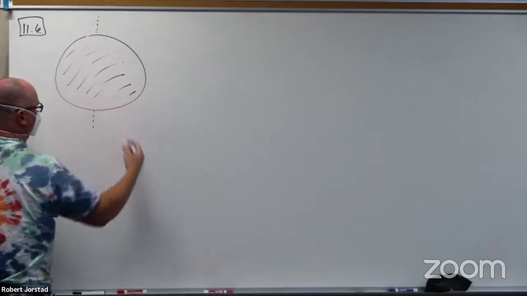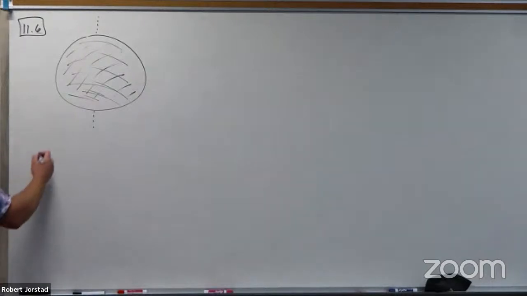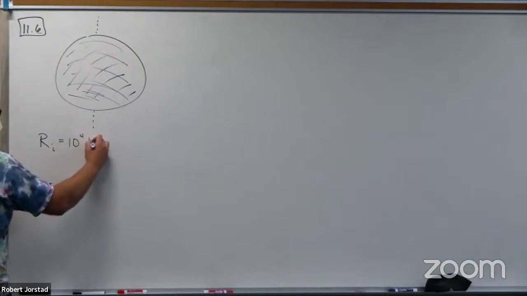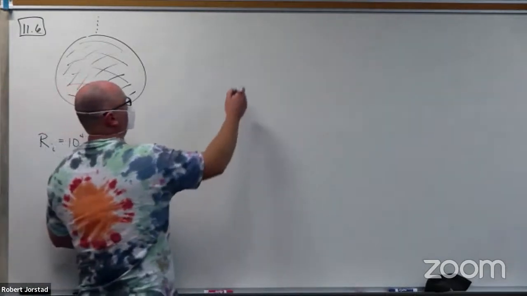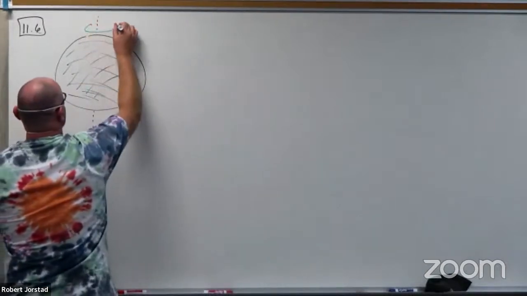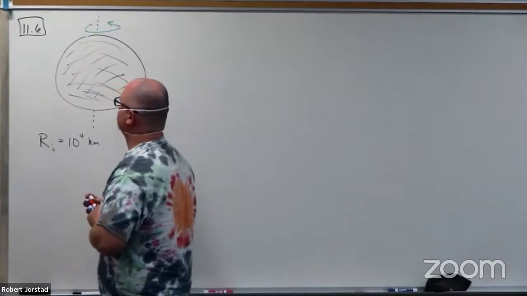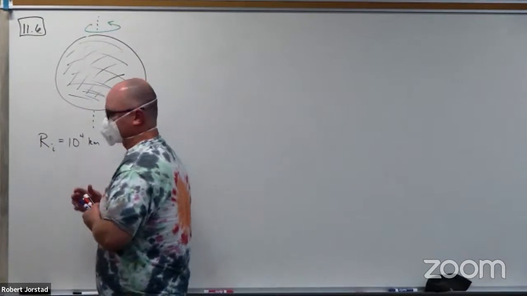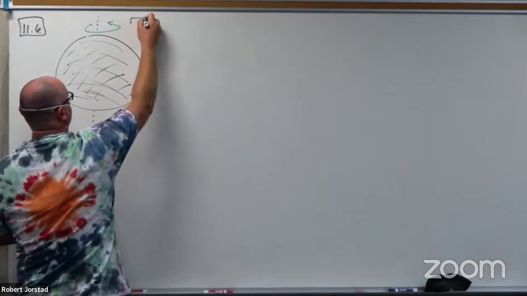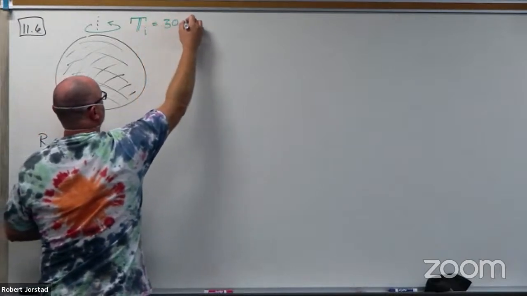So let's assume we have a planet or a star, I think it was. And we're told that the radius is initially 10 to the 4th kilometers. And then it's rotating. And we're told that its initial period is 30 days.